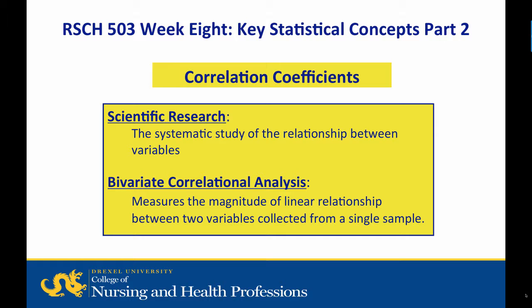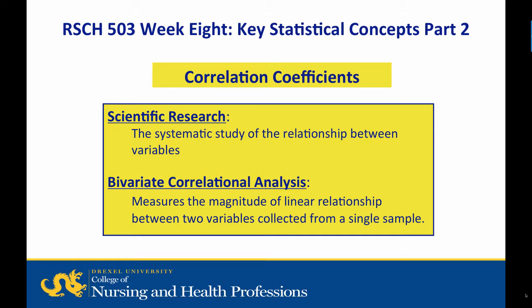Scientific research is the systematic study of the relationships between and among variables. Bivariate correlational analysis measures the magnitude of linear relationship between two variables and is conducted on data collected from a single sample. Correlational techniques are available on all 4 levels of data: nominal data, in which the phi, contingency coefficient, and others are used; ordinal data, using the Spearman rank order correlation coefficient and others; and lastly, interval and ratio levels, which utilizes the Pearson product moment correlation coefficient.